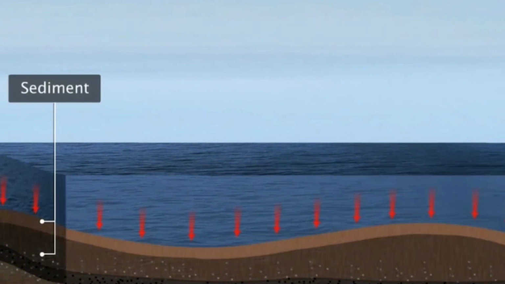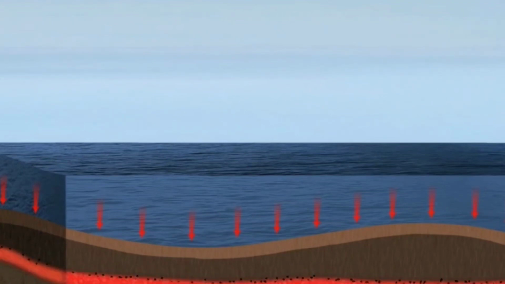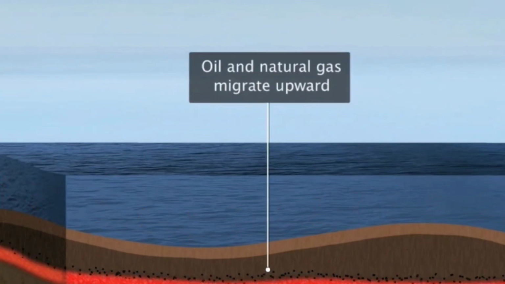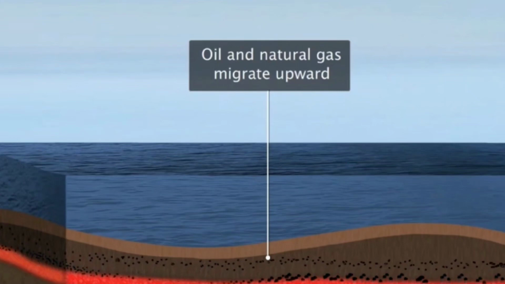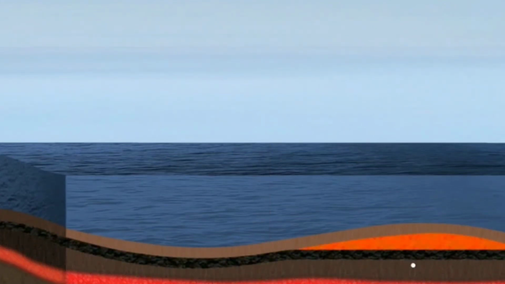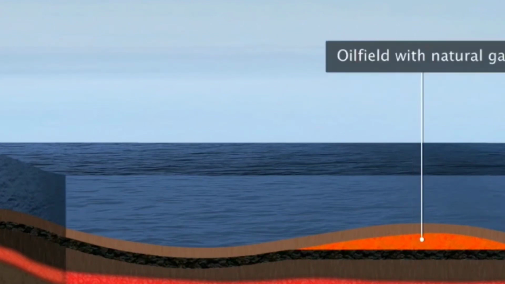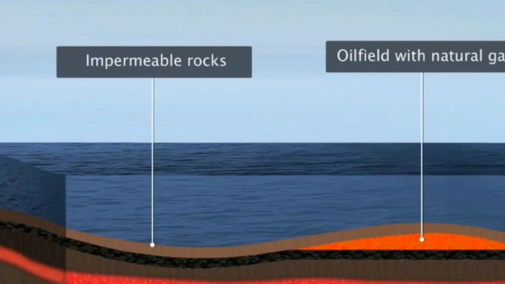This increased the pressure and temperature on the organic matter. As a result, the organic compounds broke down to form oil and natural gas. As oil and natural gas were less dense than water, they migrated upwards and filled the pores of permeable rocks. Oil fields and gas fields were formed in the places where impermeable rocks stopped further migration of the fuels.